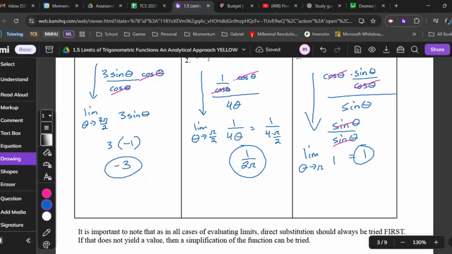No, it's 1. Why is the constant 1? Because what's sine divided by sine? 1. And if I just have a flat line at y equals 1, does it matter what theta is? No, it's always going to be 1. Anything divided by itself is 1.